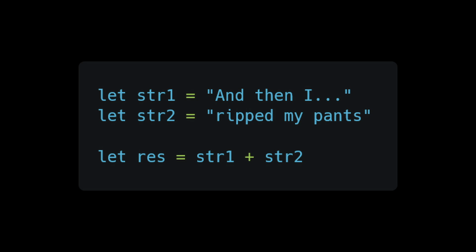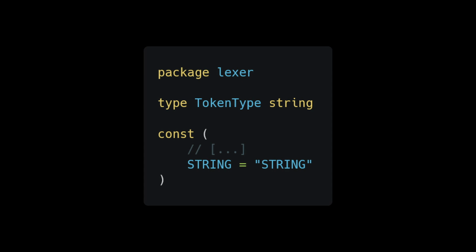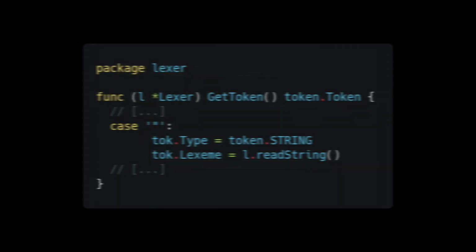To get this started, pop back into the lexer package, and the idea is that our lexer, when it sees a string, will return the whole string as a token. First up, add a new string type to the token types. Then, add a case to our switch statement inside of the getToken method inside of the lexer.